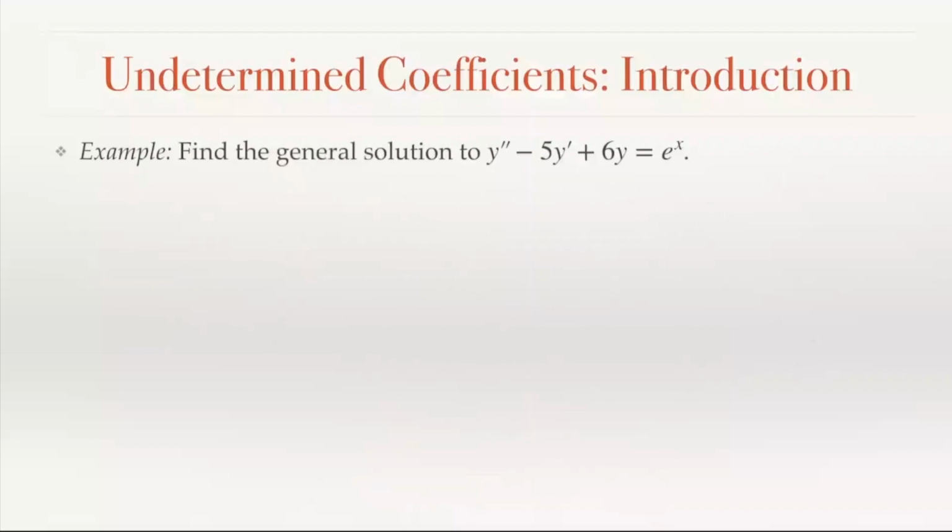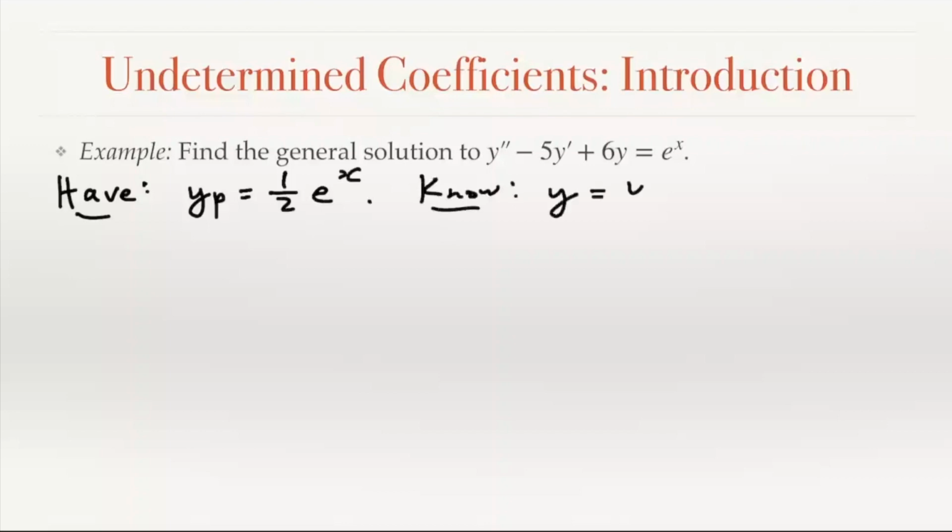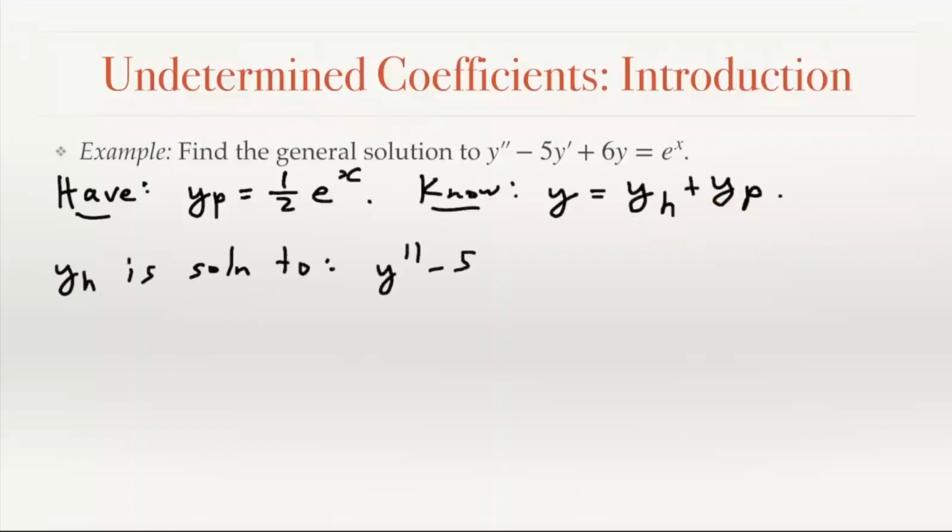And we can combine this with our knowledge of finding general solutions. So at this point, we have found that a particular solution is 1/2 e to the x. We know that the general solution is yh plus yp. So we have our yp. Now we need to find our yh. And yh is the solution to the homogeneous complement obtained by simply deleting the right-hand side. And we learned how to find that.